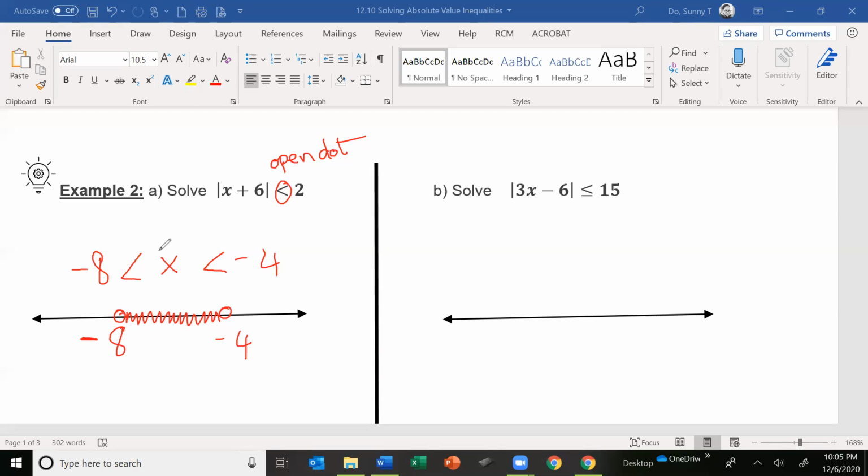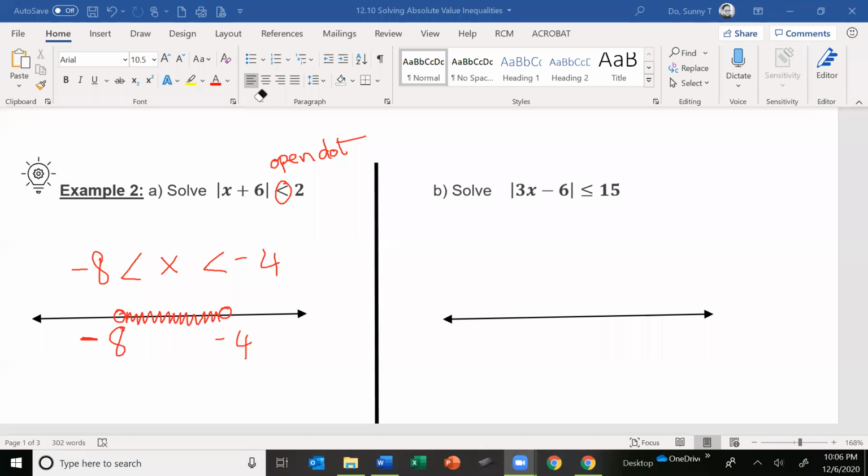You can take any numbers in between, okay? Negative 7, negative 6, negative 5, it can be negative 4.999999, and so on and so on. Here you go, some values for x. Of course, if they don't ask, we don't have to list them.